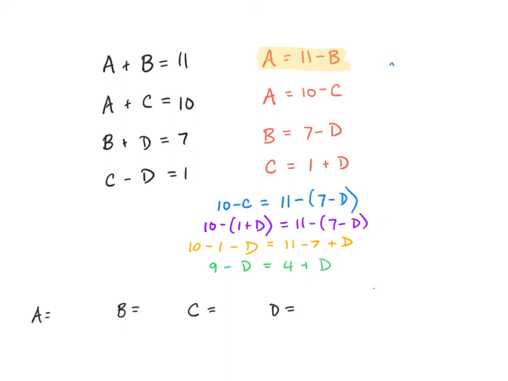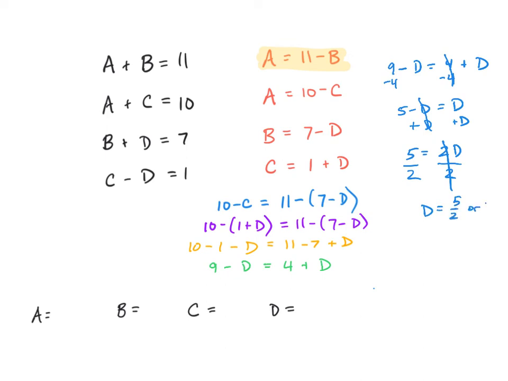I'm going to move this up to the top here so I have some more room. 9 minus d equals 4 plus d. If I now subtract 4 from both sides, that cancels out over here, and we have 5 minus d equals d. Now I can add d to both sides, and we have 5 equals 2 d's, because this cancels out. And if we solve for d, we can divide by 2 on both sides. That gives us d equals 5 halves, or 2 1/2.